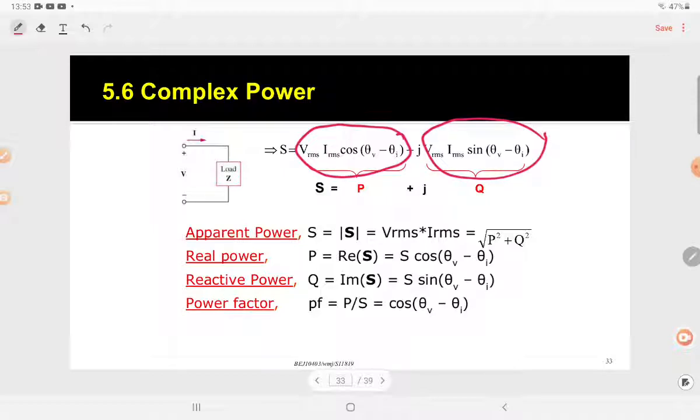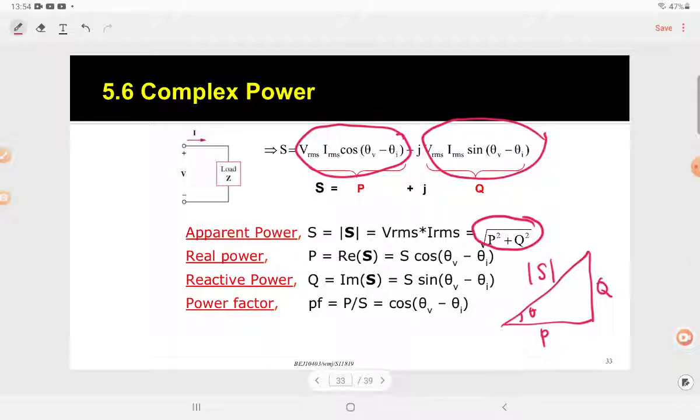So S is actually our apparent power, given by V RMS times I RMS, or you can also write your apparent power by using our power triangle, right? Remember the power triangle: this is your theta, this is your P, this is your Q, and this is our S. So you can get the value of S by using the Pythagorean theorem, which is S equal to the square root of P squared plus Q squared, right?